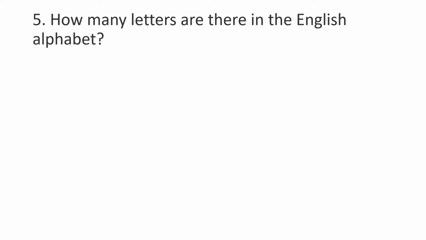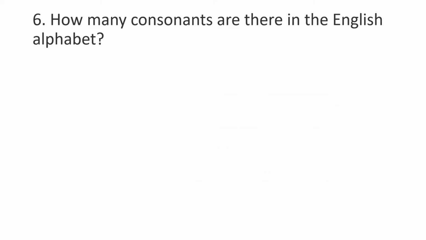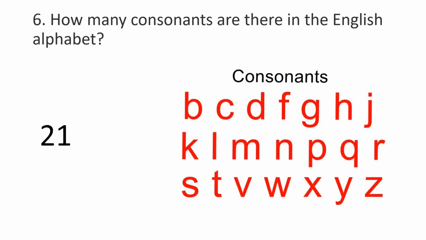How many letters are there in the English alphabet? The answer is 26. How many consonants are there in the English alphabet? The answer is 21.